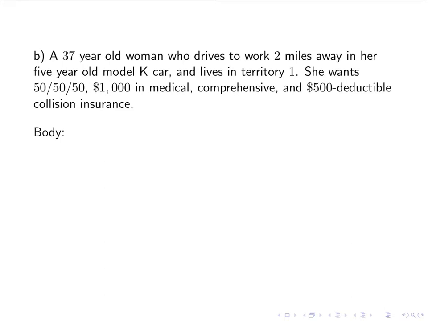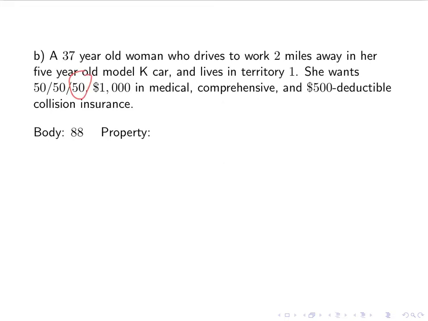So again, we're going to start with the liability. So go to your liability table. Under body, we want the first two numbers, so 50-50 in Territory 1. We should be getting 88.